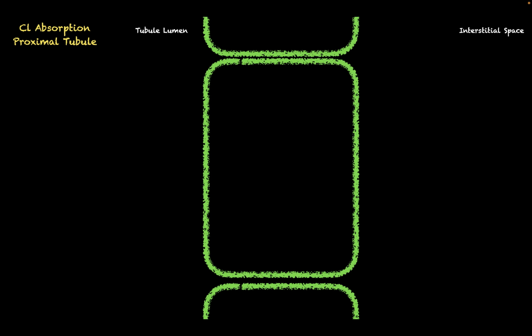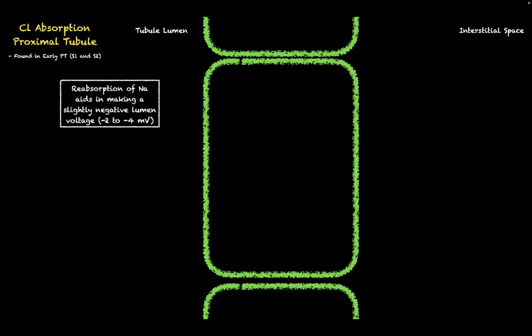So the first region of the proximal tubule that we're going to look at is the early proximal tubule, specifically segments 1 and 2. So remember from the last few minutes of the video that sodium has been reabsorbed by the proximal tubule. It's being reabsorbed as we go down the tubule. Now, as a result of this, positive charge is leaving the tubule and entering into the interstitial space. As a result, the tubule lumen is becoming more negatively charged. And in fact, it reaches a lumen voltage of around -2 to -4 millivolts. So the voltage inside the tubule lumen is going to be negative.